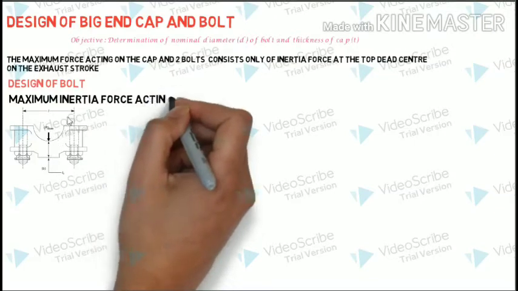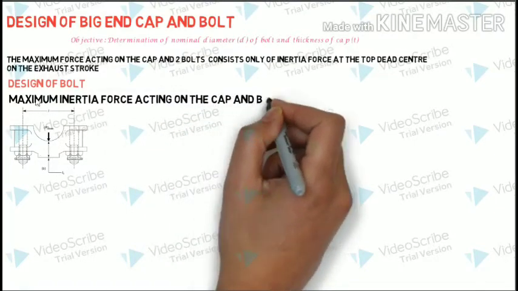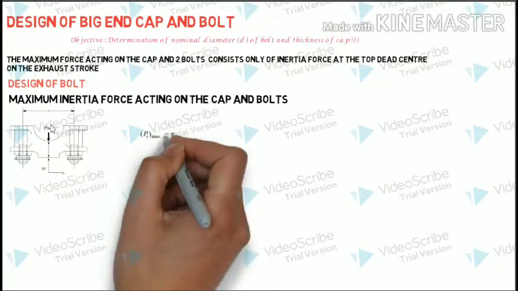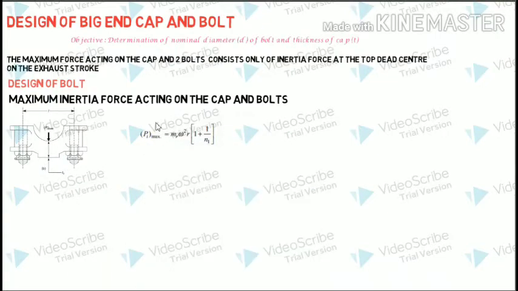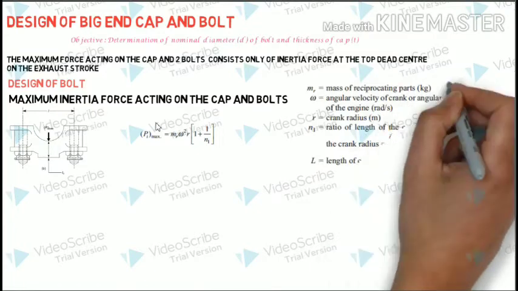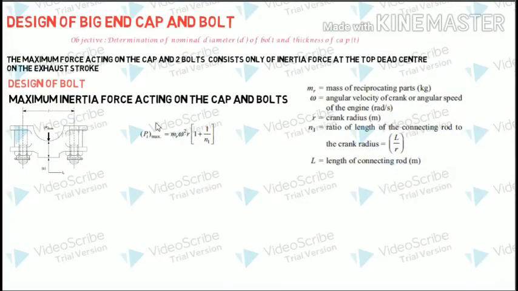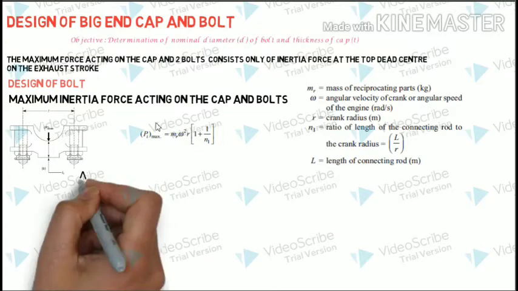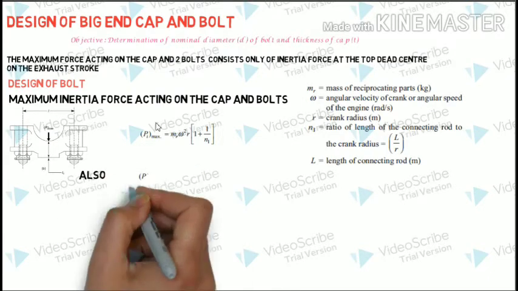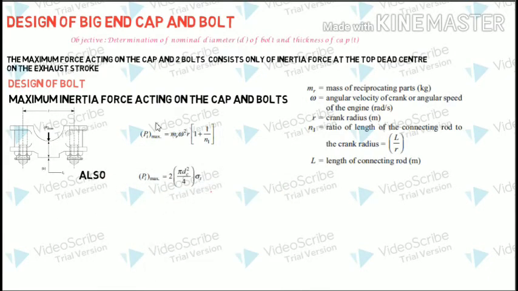As we have spoken, the main force that is acting over this one is the inertia force. This inertia force which is acting on the cap and the bolt is given by a standard equation, and that equation is given as P_I max is equal to m_r omega square r into (1 plus 1 by n1). Let me remind you that this equation is not there in the data book, so you have to learn this equation. Where m_r is the mass of the reciprocating parts which will be given, omega is the angular velocity which can be found out, r is the crank radius which will be given, and n1 is the ratio of the length of the connecting rod to the crank radius.